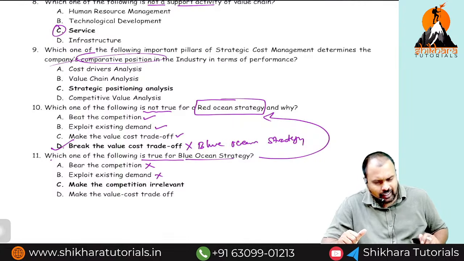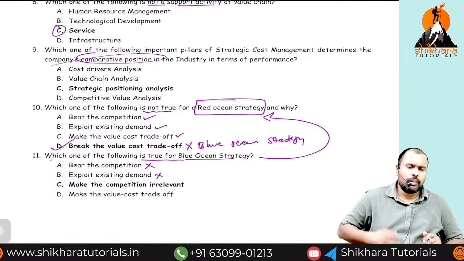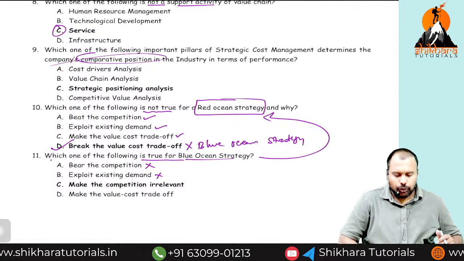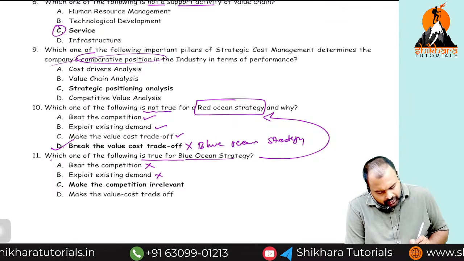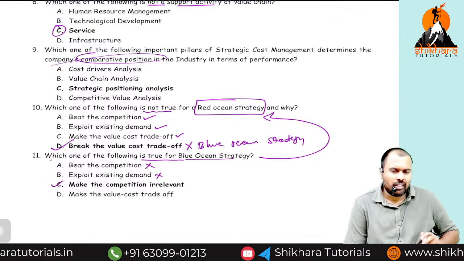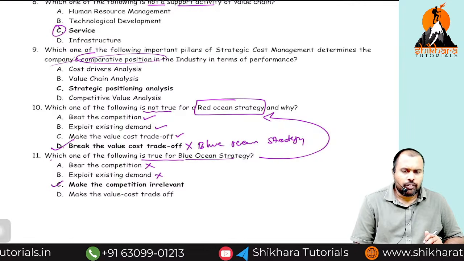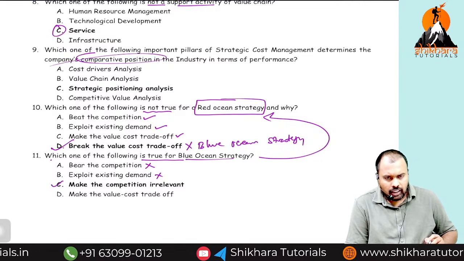Exploit existing demand? No, you are producing a new product. You have to create new demand. Next, make the competition irrelevant. Yes, your competition is not relevant here. Obviously, your competition is not relevant. It is irrelevant for us.